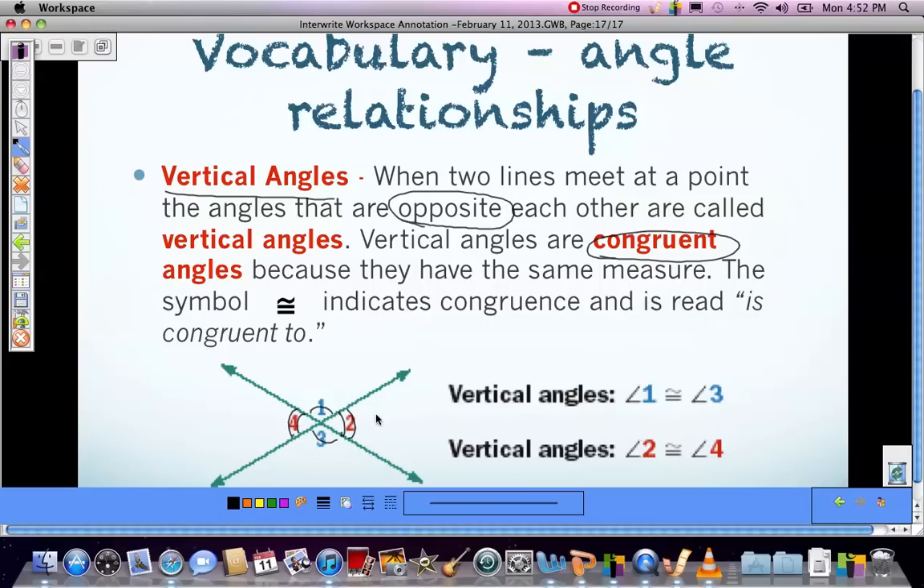Now, in a math example, you may be given the measure of angle 1. Let's just say the angle measure is 63 degrees. Now, if the measure of angle 1 is 63, we automatically know the measure of angle 3 because of the vertical angle rule. Vertical angles are congruent. So angle 3 would also be 63 degrees. Vertical angles are congruent.